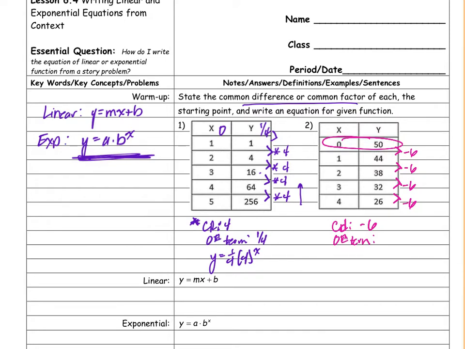Okay. My 0th term is 50. And because this is a common difference, this is linear, so I'm using this equation. I've got y equals -6x. My variable always goes with the common ratio or the common difference, plus 50, my 0th term.